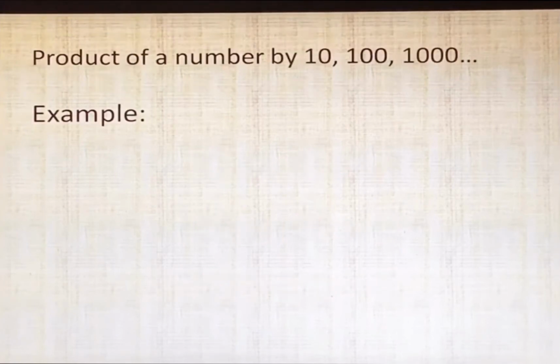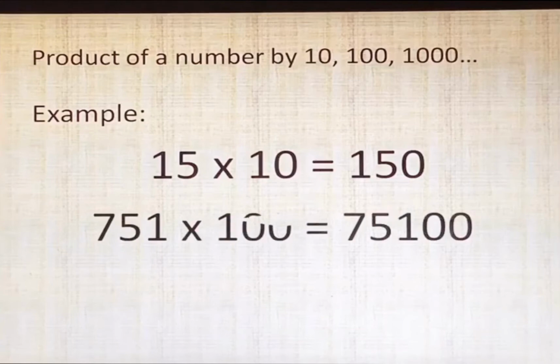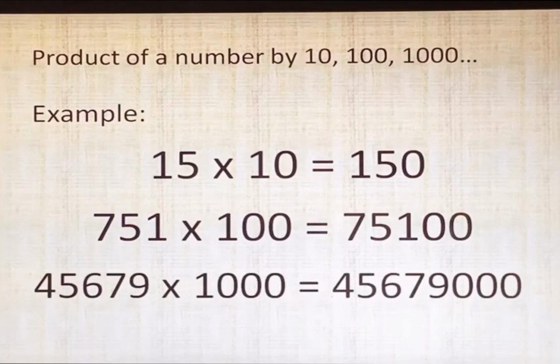Product of a number by 10, 100 and 1000. Let's have some examples. 15 into 10 will get 150. 751 into 100 will get 75,100 and 45,679 multiplied by 1000 we get 45,679,000.